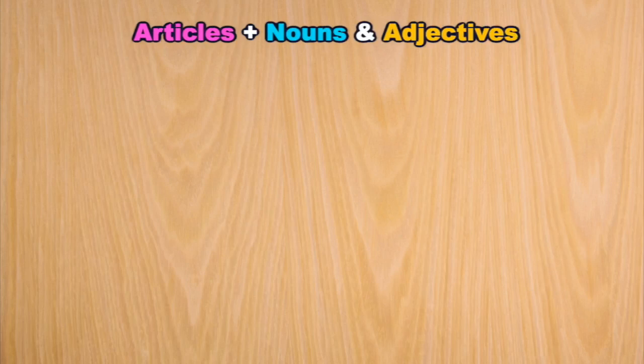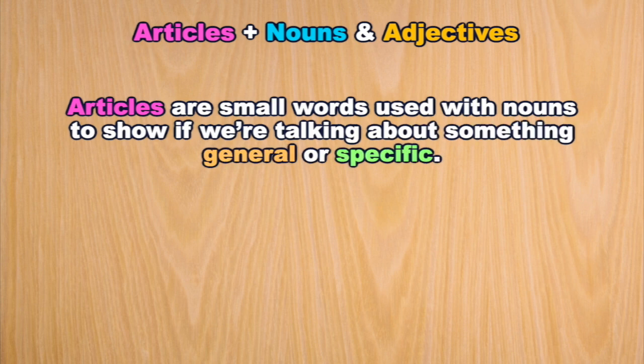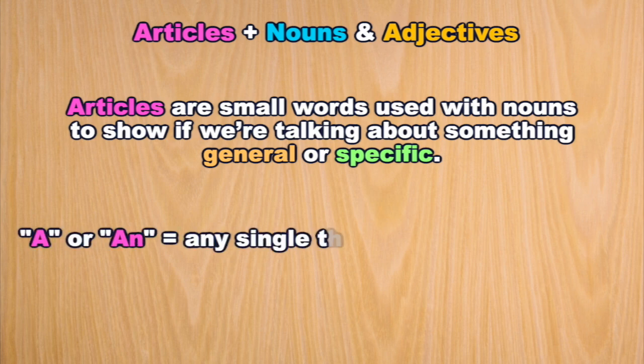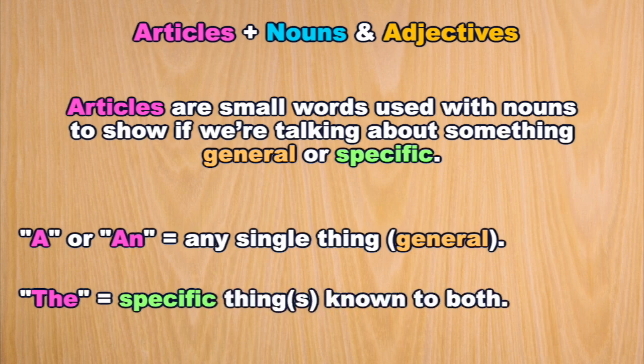Quick explanation of articles with nouns and adjectives. Articles are small words used with nouns to show if we're talking about something general or specific. A, or, and equals any single, non-specific thing the speaker mentions for the first time. The equals specific thing or things known to both the speaker and listener.